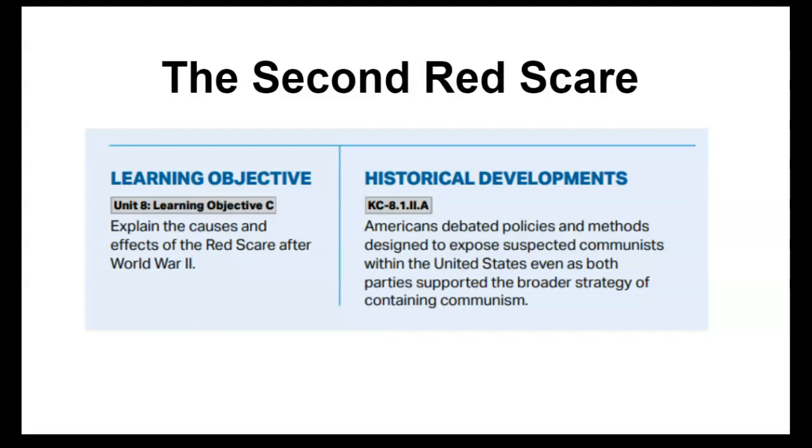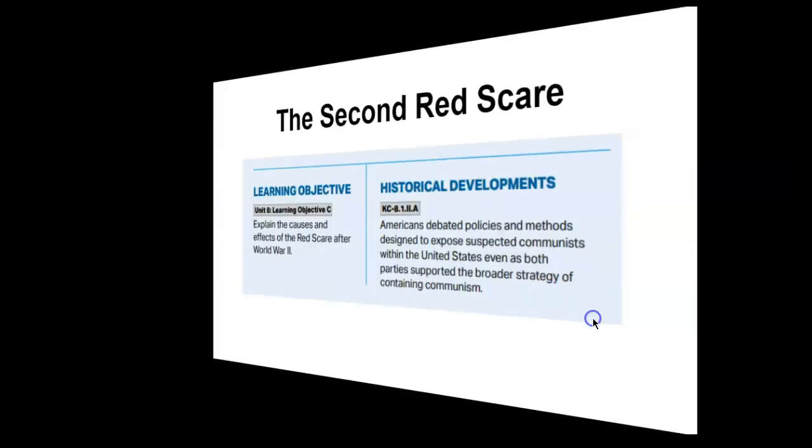Americans started to debate the policies, the methods that were designed to expose what people believed were suspected communists within the United States, whether they were part of political parties, part of the movie industry, part of the media, part of the U.S. government. And they viewed this in the larger containment policy. You heard in the video, do not confuse containment with the second Red Scare. The second Red Scare was the witch hunt, the policies, the investigations that took place here at home to try and expose suspected communists. Containment was the word, remember, used to describe how we were containing communism abroad from spreading to other countries.